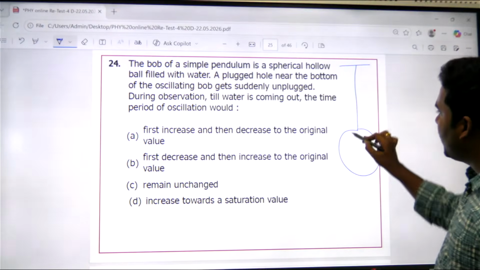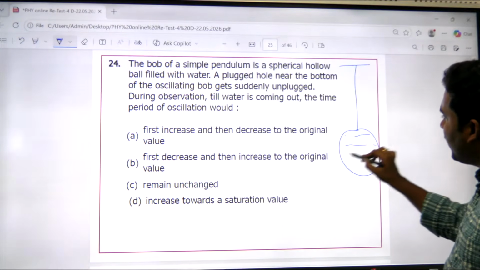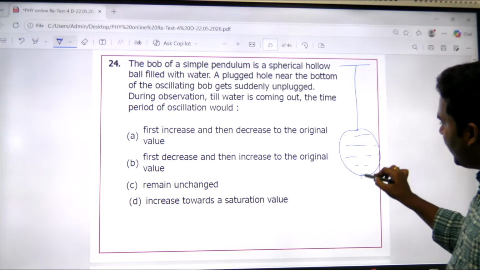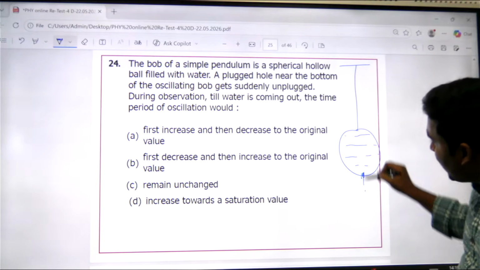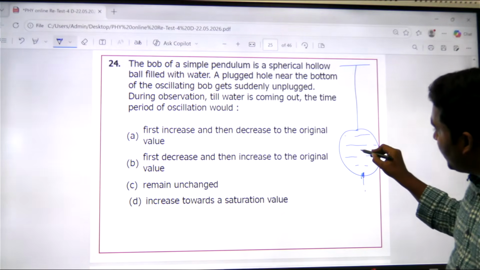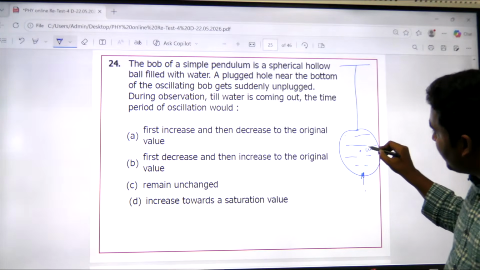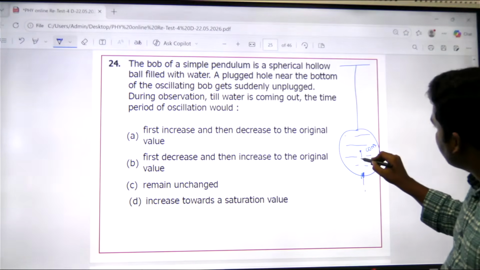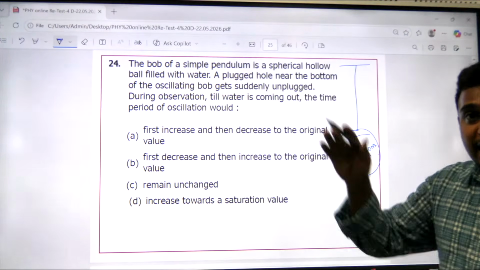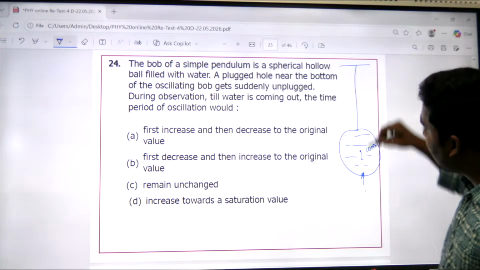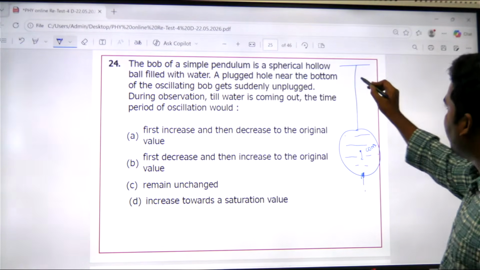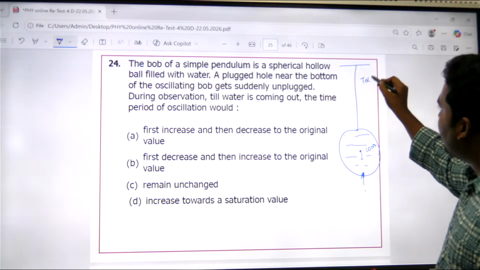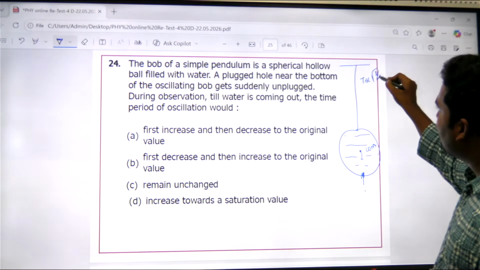If this is the bob and water is filled in it, and here is the leaking. From here the water is leaking. As the water is leaking, what happens? Can I simply say the center of mass is shifting downwards? As the center of mass is shifting downwards, can I simply say that the effective length of the pendulum is increasing? If the effective length is increasing, can I simply say the time period is nothing but 2π under root of L by g?